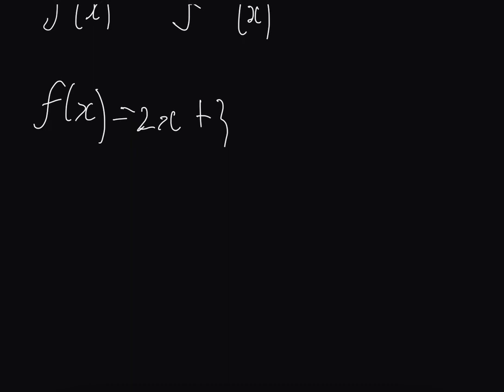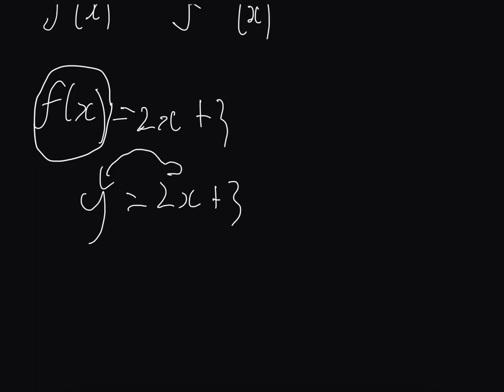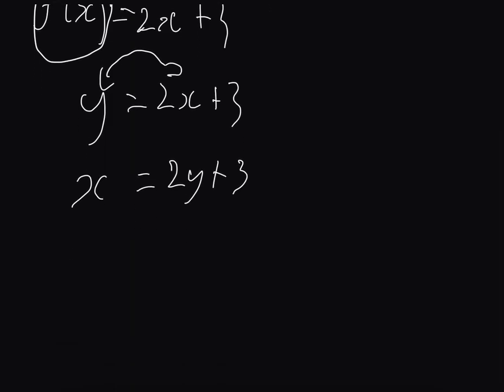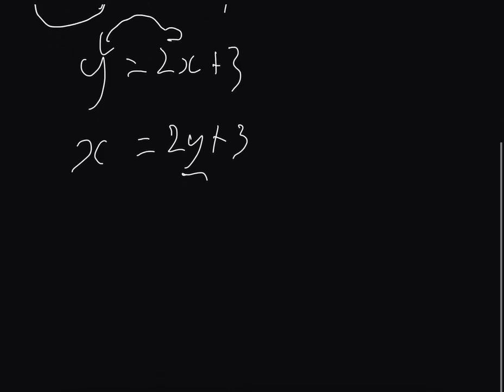So the first thing we have to do is replace f of x with y. So we'll just get y equals 2x plus 3. And this might seem a little confusing, but you just have to remember that you have to swap the y and the x. So here we'll just get x equals 2y plus 3. And now we just have to solve for y. So we'll have to isolate y.